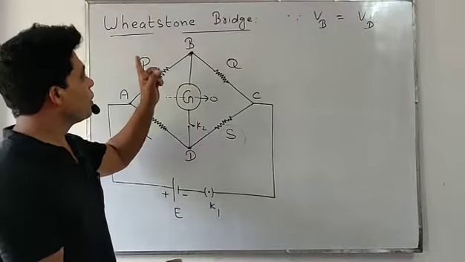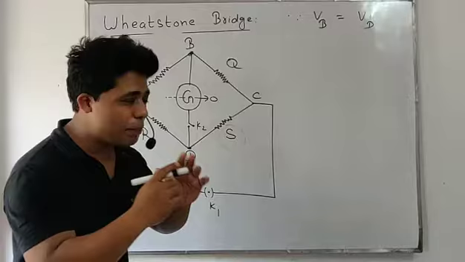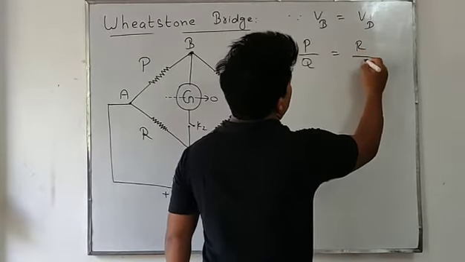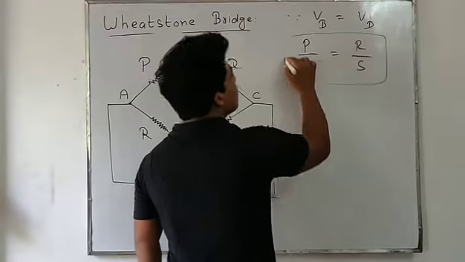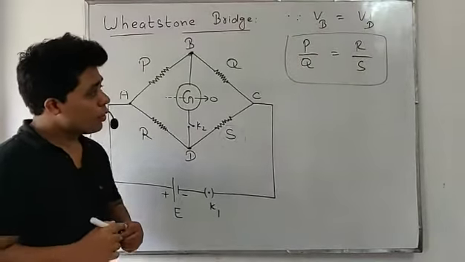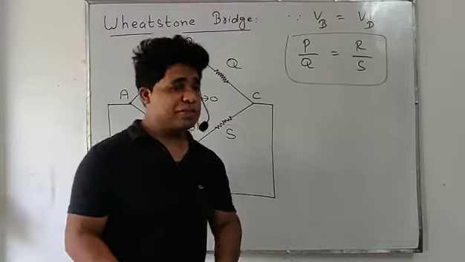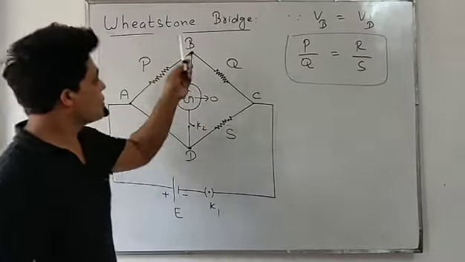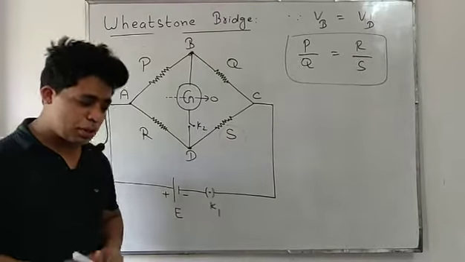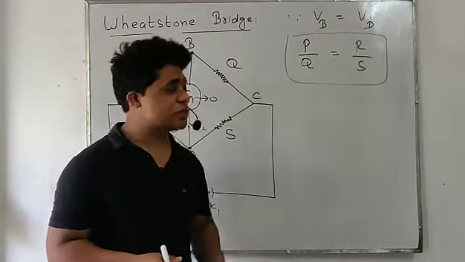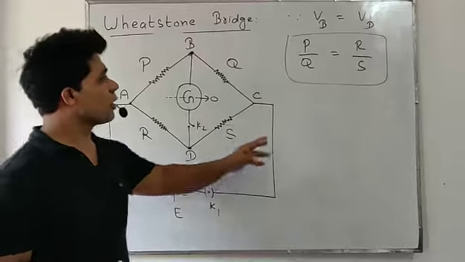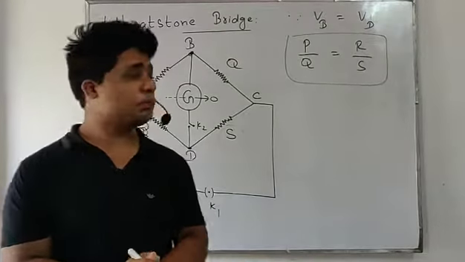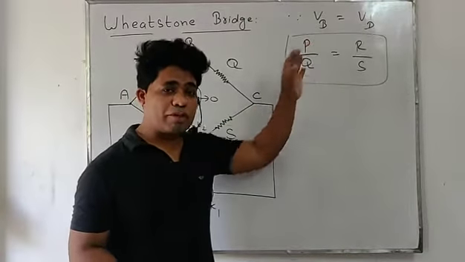In that condition, the ratio of the four resistances will be P upon Q equals R upon S. This is the mathematical formula of the principle of the Wheatstone bridge. It means when two points have the same potential, the galvanometer does not show any deflection, and the ratio of resistances is P upon Q equals R upon S. Now students, we have to derive this formula.